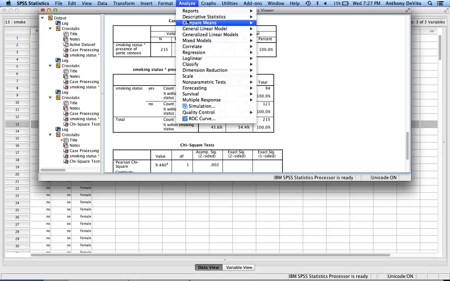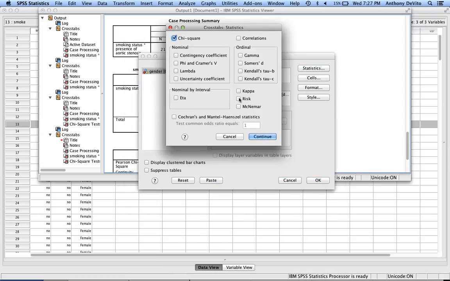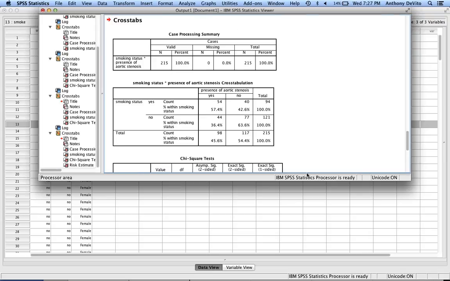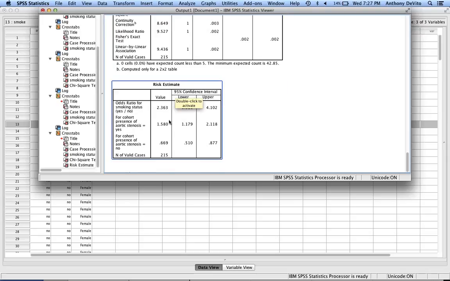So I'm going to go to Analyze, Descriptive Statistics, Crosstabs. I'm going to go back into the statistics, and I'm going to ask it to calculate the risk for me. Okay, and I'm going to click OK, and OK. And let's see what we wind up getting. It repeats the table for us, and it gives us our chi-square tests, but then it also gives us our risk estimates. Remember what we got for odds ratio? We got 2.36. There's our odds ratio. And what did we get for our relative risk? We got 1.58. So here's our odds ratio. Here's our relative risk. That's calculated for us.